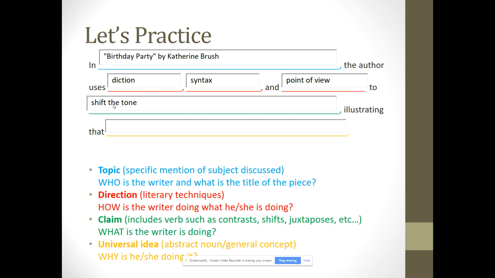Finally, what is the universal idea, or what is the theme? There are many things you could say here. Think about abstract concepts, things you cannot touch. What is she saying about these abstract concepts? If I were writing this essay, I think I would say that Brush is showing us that assumptions are often deceptive, as seen by the wife's misguided efforts to please her husband.